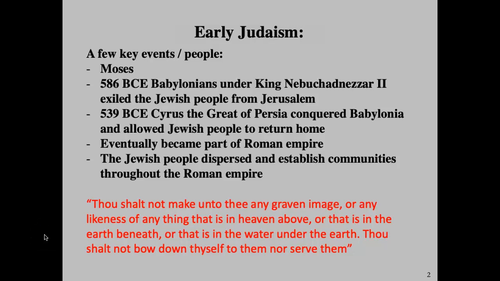Eventually, this area becomes part of the Roman Empire, and Herod the Great, who ruled between 37 BCE and 4 CE, rebuilt the Jewish temple. Eventually, the Romans destroy the temple and carry off the sacred objects back to Rome. At this point, the Jewish people are dispersed and establish communities throughout the Roman Empire. So that is the context for the early art of Judaism.